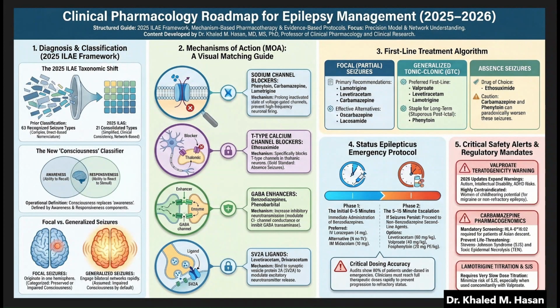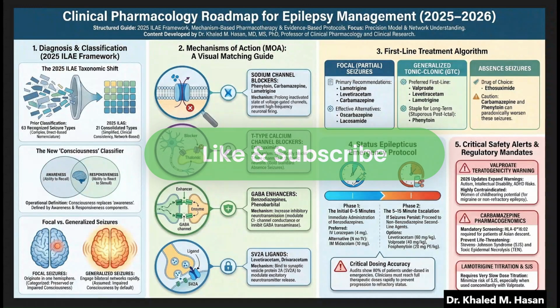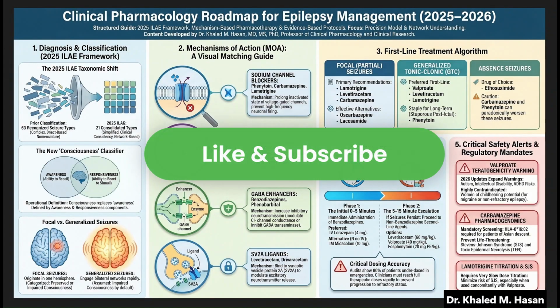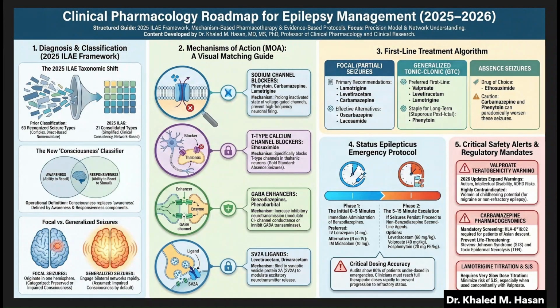This section outlines a modern shift toward a simplified, network-based taxonomy for classifying seizures. The 2025 ILAE taxonomic shift in epilepsy classification has evolved from a complex system of 63 recognized seizure types down to 21 consolidated types. This transition prioritizes clinical consistency and a network-based understanding of seizure propagation rather than isolated anatomical focus.